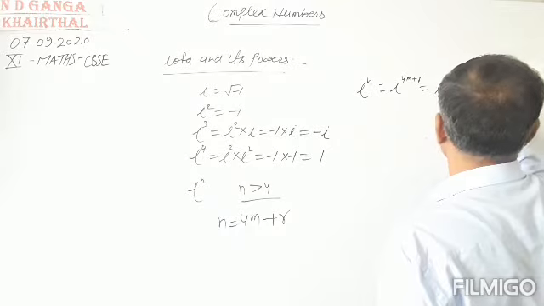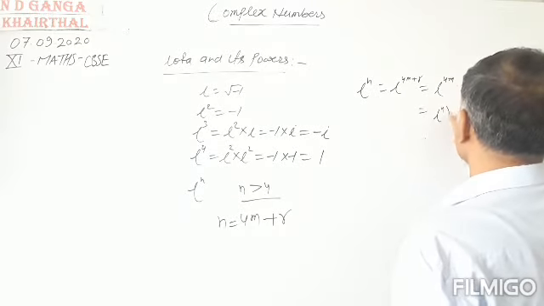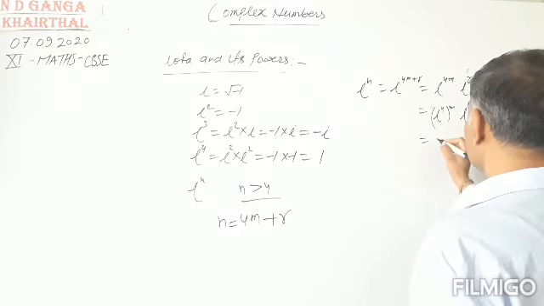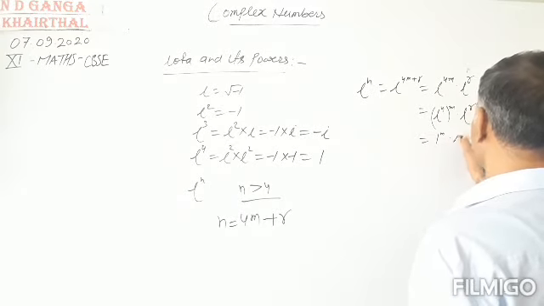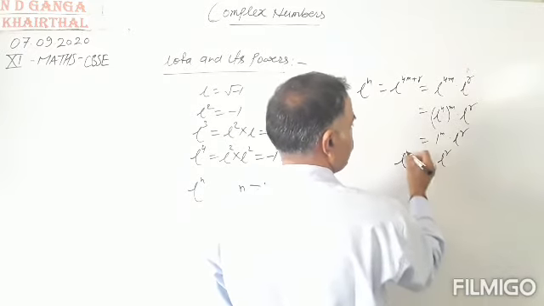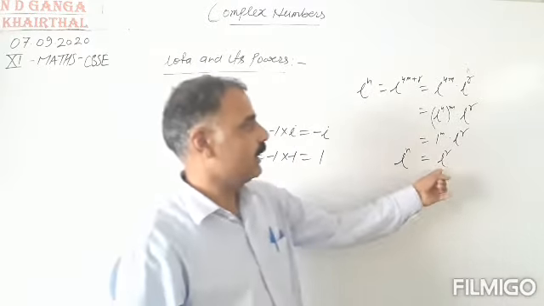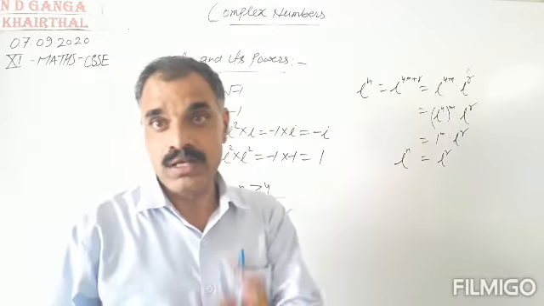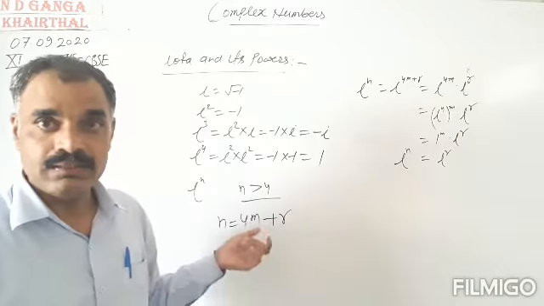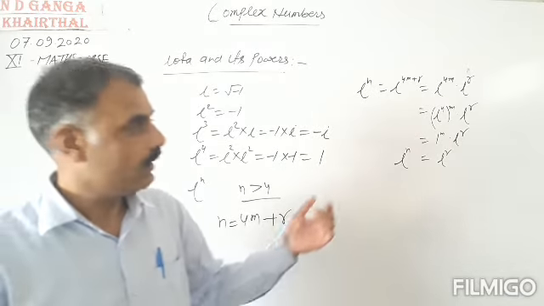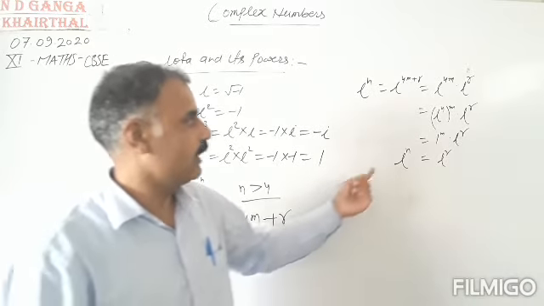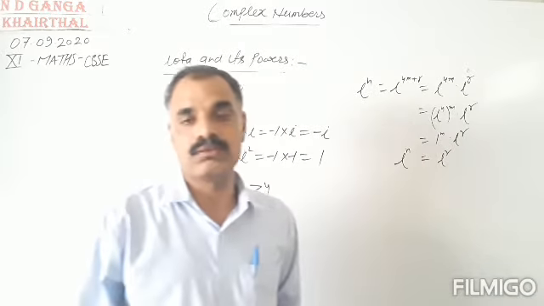Iota to the power 4m into iota to the power r, and iota to the power 4 is 1, so 1 to the power m into iota to the power r equals 1 into iota to the power r. So iota to the power n equals iota to the power r, where r is the remainder after dividing n by 4.